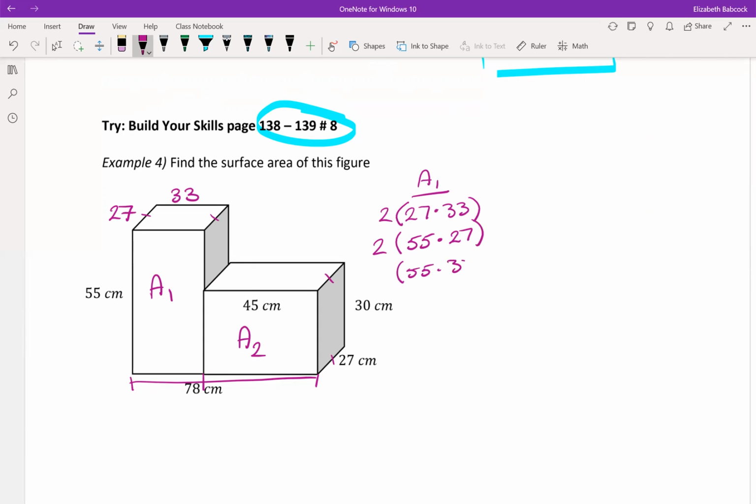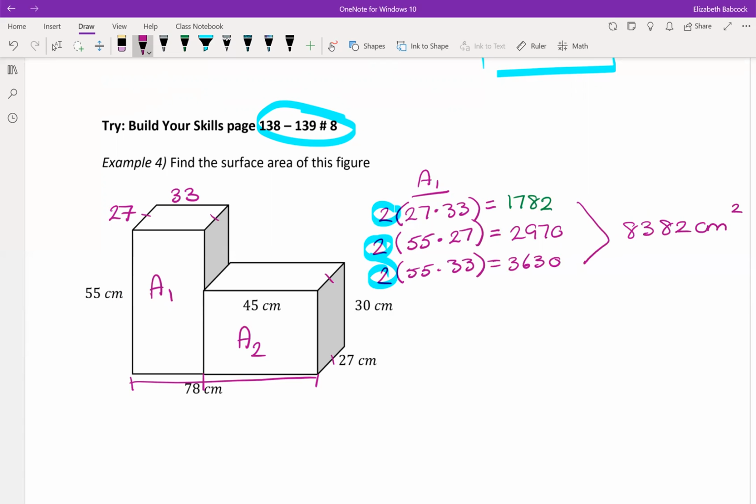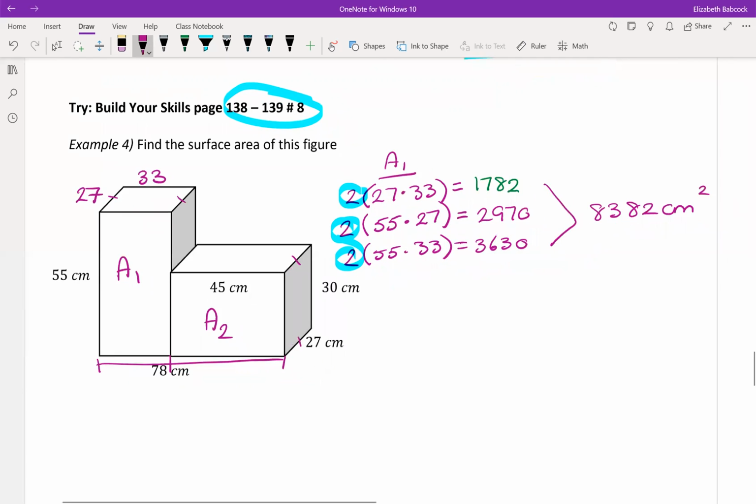And we have 55 times 33, and we have 2 of those. So altogether, we should have 6 sides. Then if we go through, we get 1782, we get 2970, and we get 3630. Add those together and you get 8382 centimeters squared. Now do the same process for area 2. Pause the video, calculate it out, and then unpause when you're done and see if you got it right.